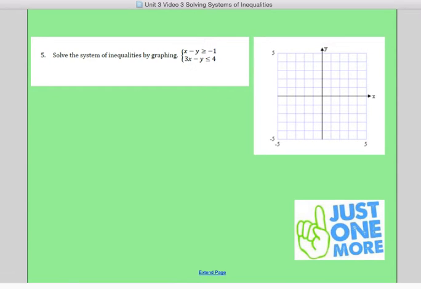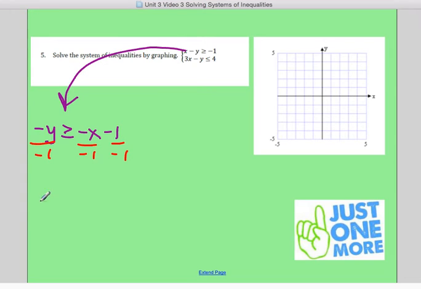Example 5 looks a little different, not in slope-intercept form. So you can use the intercepts or you can go ahead and solve for slope-intercept form. I think it's easiest to put into slope-intercept form, so I'm going to go ahead and do that. So I'm going to subtract x to the other side. So I have -y is less than or equal to -x minus 1. And then to get y by itself, I would divide everything by -1. Remember, when you divide by a negative, the sign needs to flip.